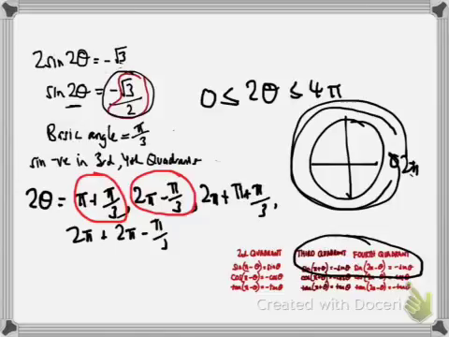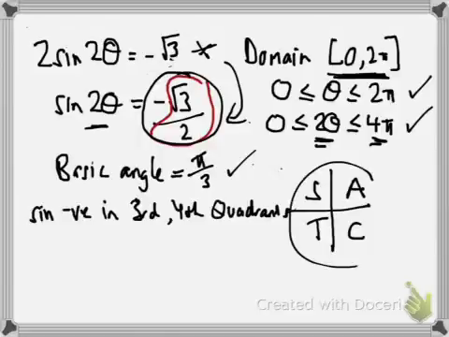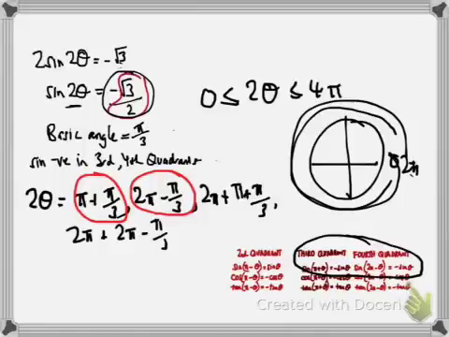Let's do a review. There was our original equation, divided through by 2 in the first step. Found the basic angle by ignoring the negative. What angle has a sine value of root 3 on 2? It's pi on 3. Now it is negative. Sine is negative according to the CAST diagram in the third and fourth quadrants. So if it's in the third and fourth quadrants, according to our rules here, it's pi plus pi on 3 for the third quadrant, 2 pi minus pi on 3 for the fourth quadrant.